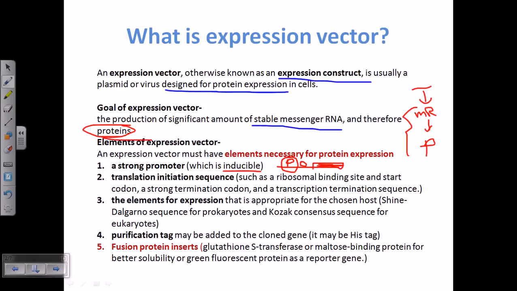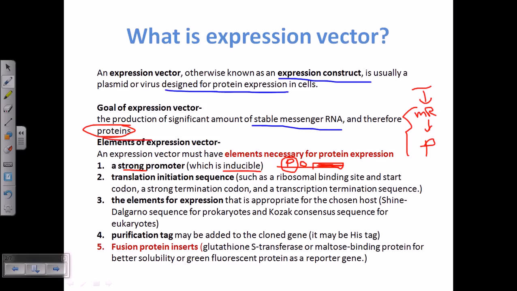So it must be an inducible promoter, and it must be a strong promoter. What do we mean by a strong promoter? A strong promoter is a very well-known promoter for binding with the RNA polymerase, which is the most important transcribing machine of all. RNA polymerase is the enzyme responsible for production of mRNA from the DNA. So strong promoter means it has higher affinity towards the RNA polymerase.